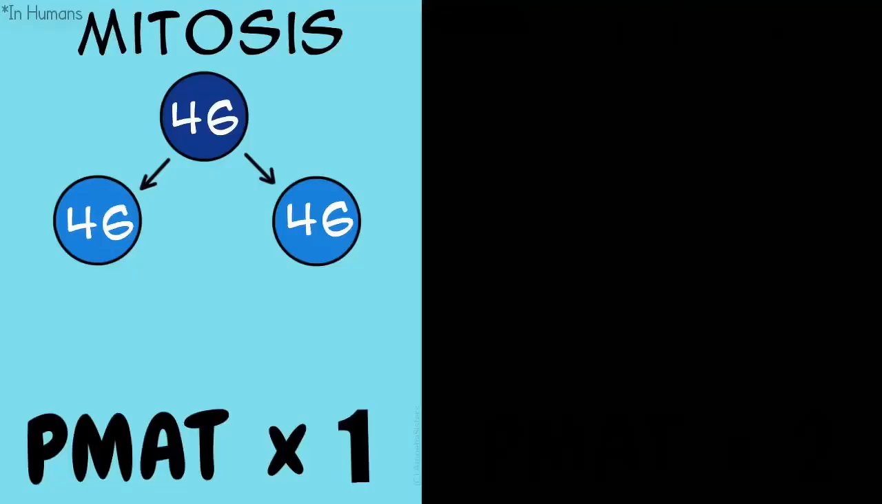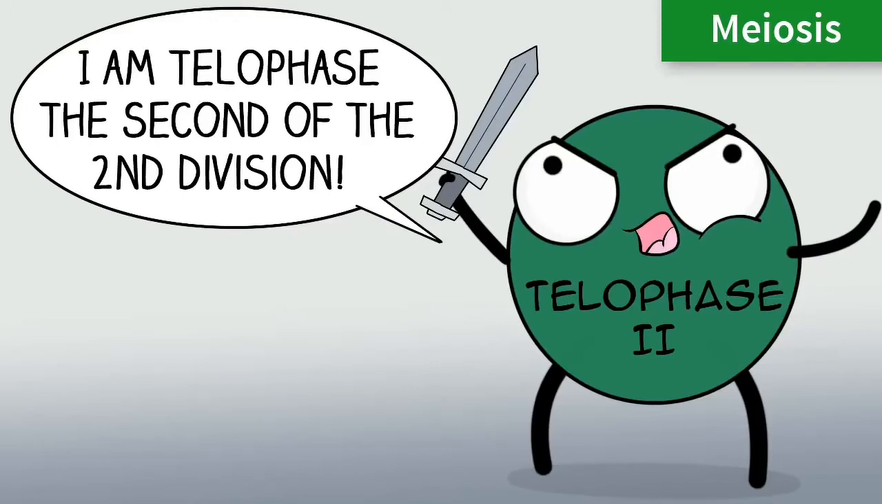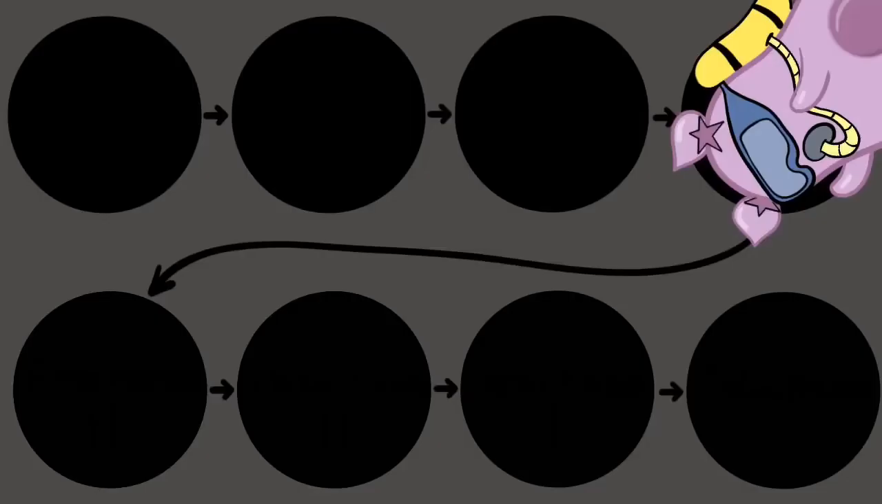So instead of mitosis, where you divide one time and do PMAT one time, in meiosis you're going to divide twice and therefore do PMAT twice. And because of this, in meiosis you put numbers after the phases to indicate whether you're in the first division or the second division. So let's dive right in.